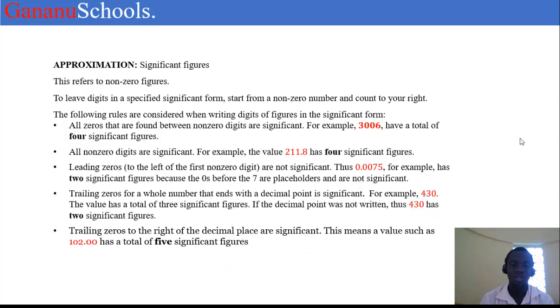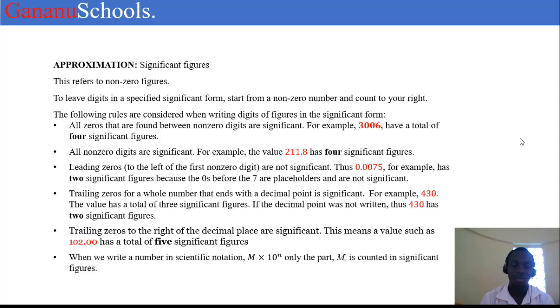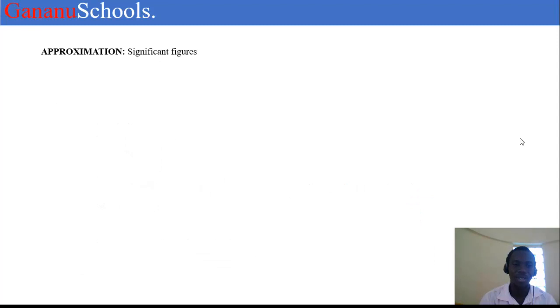Trailing zeros to the right of the decimal place are significant. This means a value such as 102.00 has a total of 5 significant figures. Finally, when we write a number in scientific notation, m times 10 to the power n, only the part m is counted in significant figures. With this in mind, let's look at our first example.